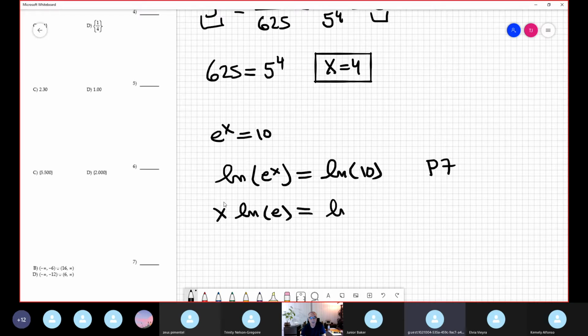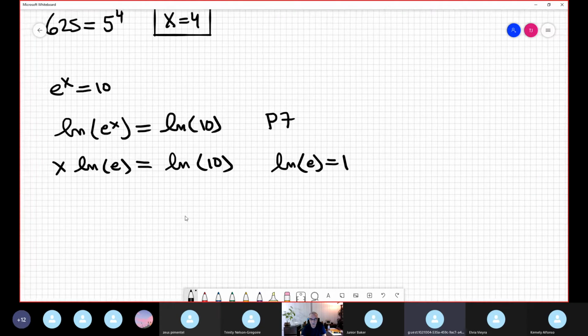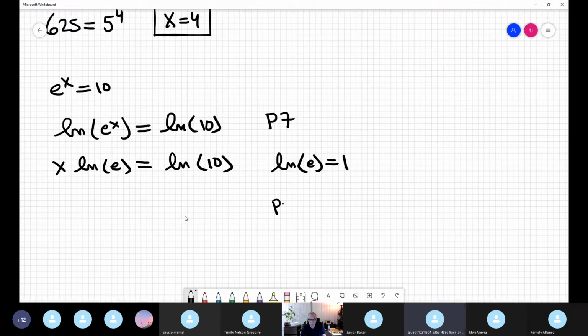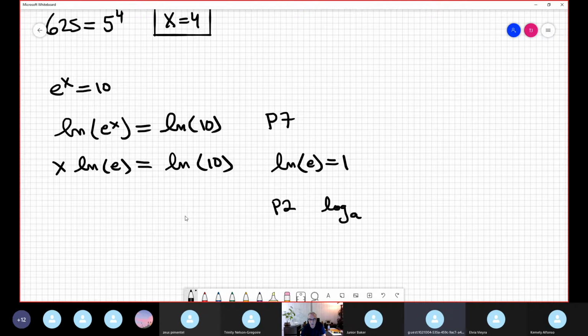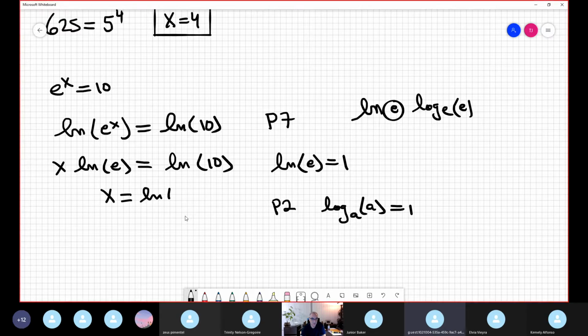Okay. Now I know that logarithm of e is 1, because of the same property too, look. Property 2 says the logarithm of any base of the same number is 1. In this case, ln is equivalent to logarithm base e. This is e, and this is e, which is always 1. And this is just x equal to the natural logarithm of 10. And you put it in your calculator, that's it.